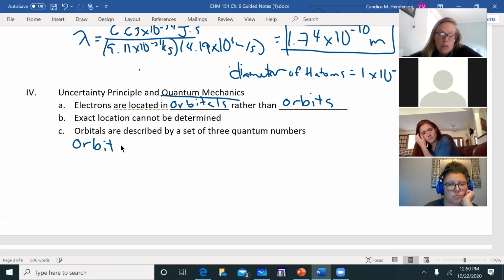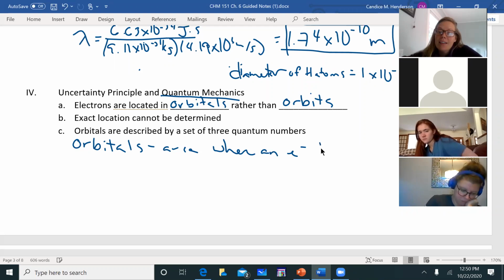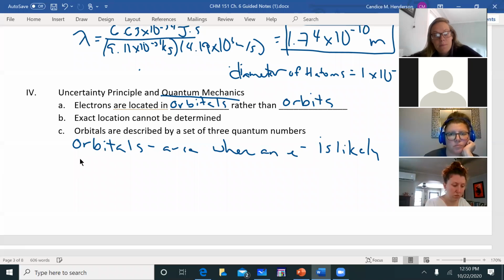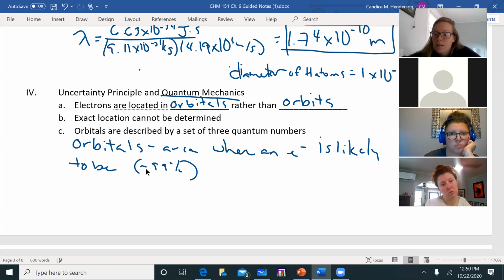Orbitals, you can say, are an area where an electron is likely to be. How likely? Usually about 99% of the time, we've got an idea where the electron is going to be. But there is a 1% chance that that electron is not anywhere near the atom. There's a very, very small chance that that electron is on the other side of the universe somewhere.